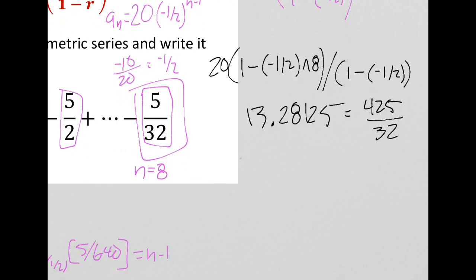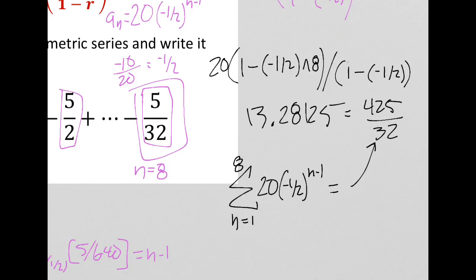And I would recommend you try this. Well, first off, we're supposed to write in sigma notation as well. So sigma of n equals 1 up to the 8th term of our expression, 20 times negative 1/2 to the power of n minus 1. It equals that. It equals the 8th partial sum. But I would challenge you to do this on your calculator as well and make sure you do actually get that number. Now that is the last problem we're going to do together.